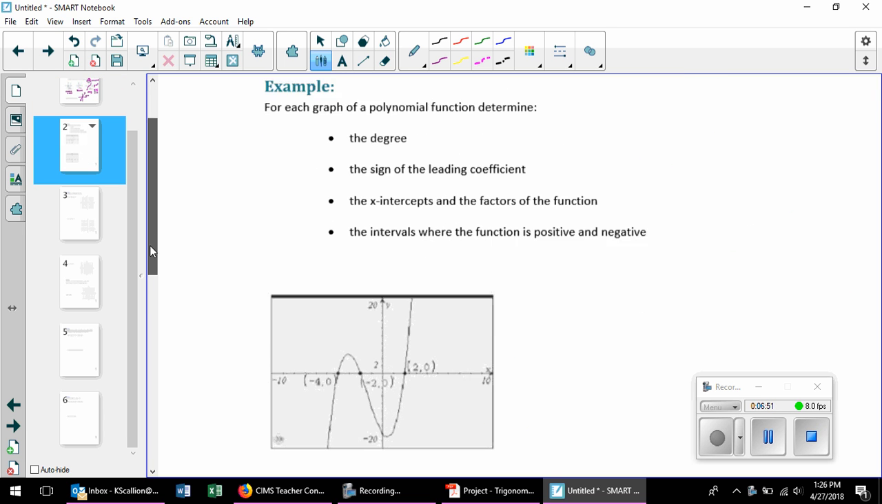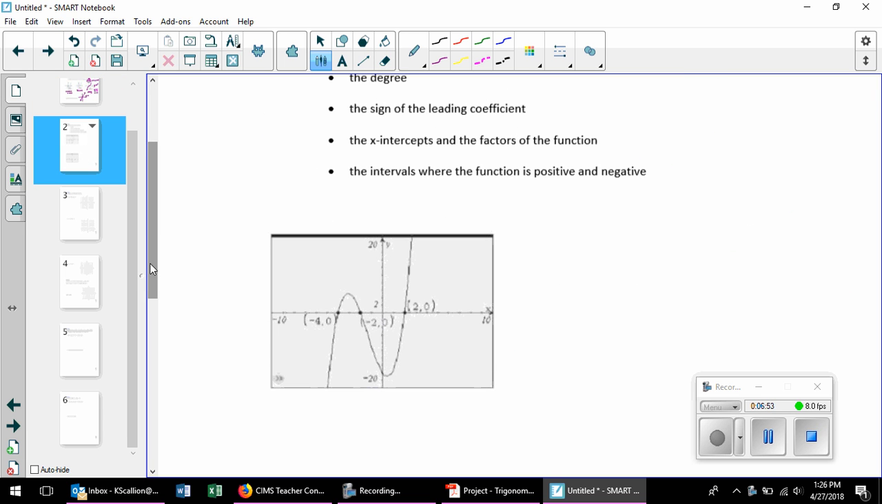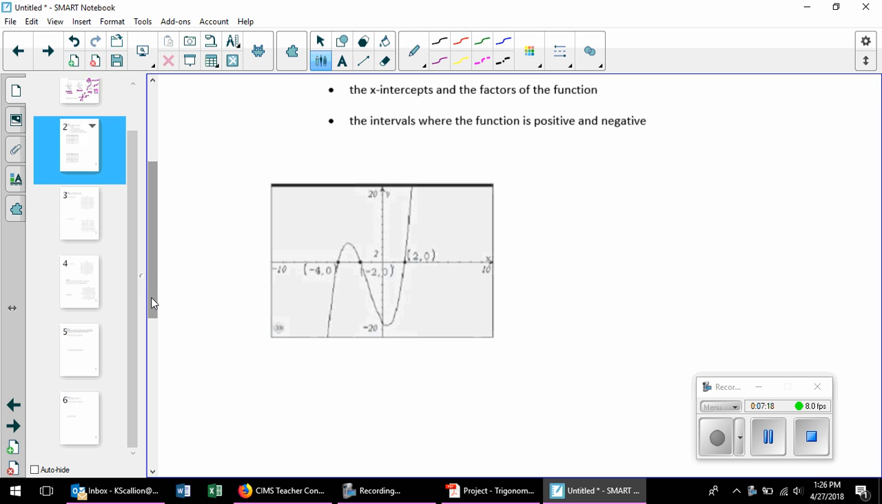So for these two graphs on your page, you have 2 graphs on the page, right? Perfect. We have to state the degree, assign the leading coefficient, find the x-intercepts and the factors of the function, and the intervals where the function is positive and where the function is negative. Easy peasy, right? So let's do the easy stuff first.